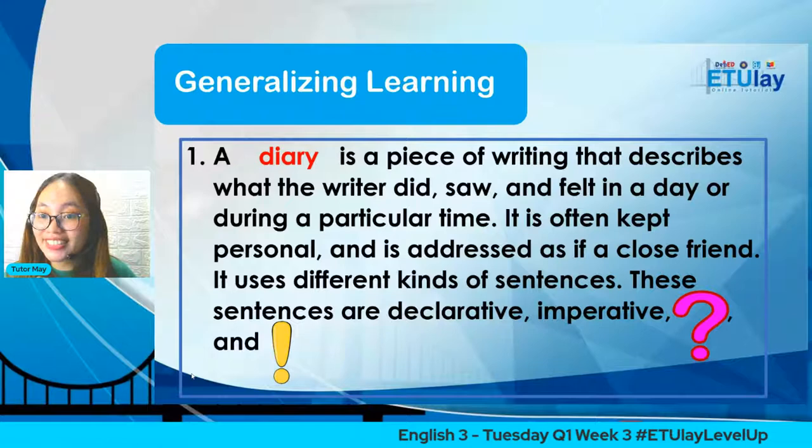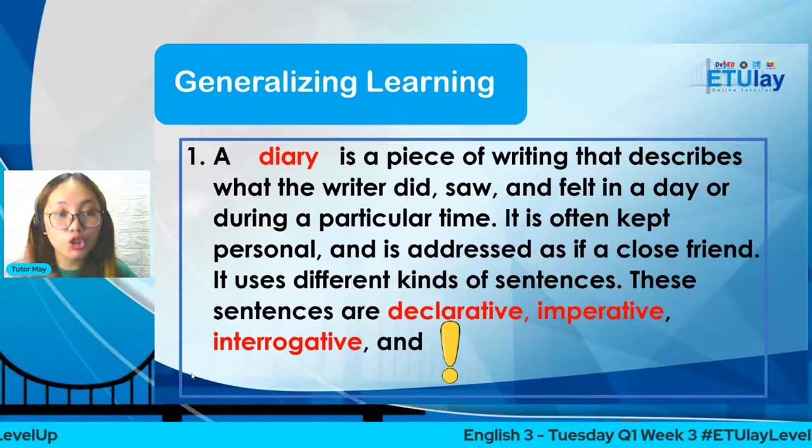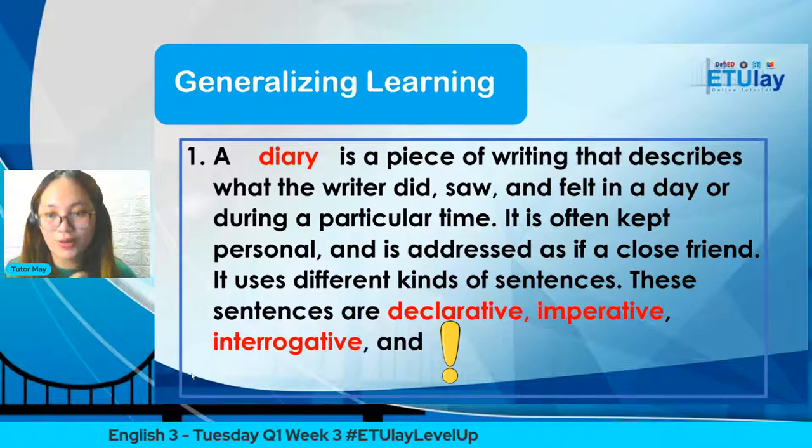Okay, very good. Interrogative. And how about the kind of sentence used to express a strong emotion? We use the punctuation, exclamation point. What kind of sentence is that? Can you tell me? Very good. Exclamatory. Yes, we finished our lesson.